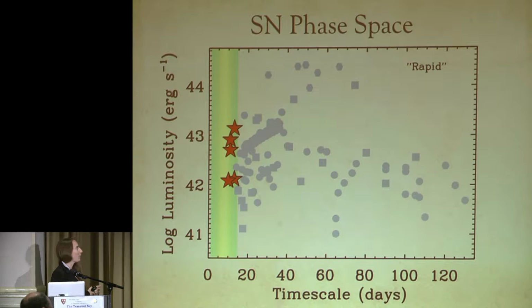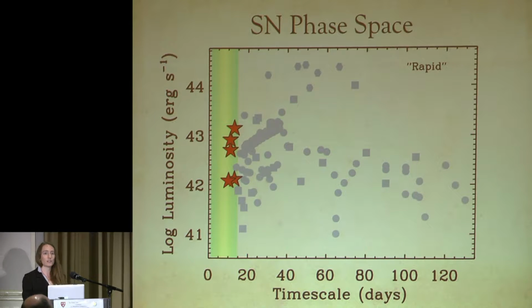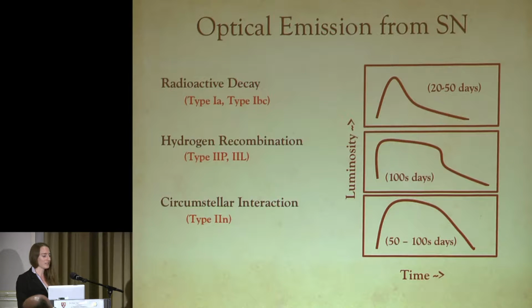So the other important thing is that there's no actual physical gap separating these objects from the bulk of the supernova population. They are just objects with short enough timescales that I think it tells us something interesting about the physics of the explosion. So to see this, let's just quickly review the main processes where you get optical emission from supernovae, some of the characteristic ones.